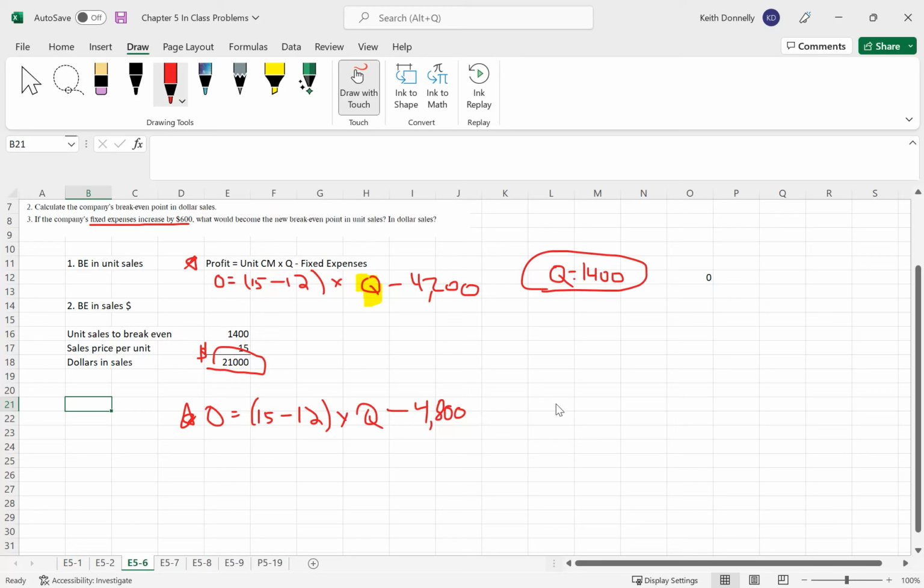The idea here, when you solve for the Q, when you rearrange that variable just using simple algebra, you're going to get 1,600 baskets. And then if you do that 1,600, so this is in units, and if you do that times the $15 selling price per unit, you're going to have $24,000 break even in sales dollars.